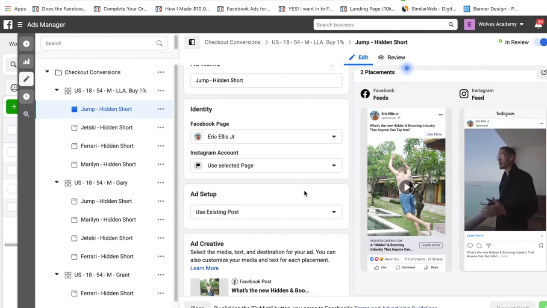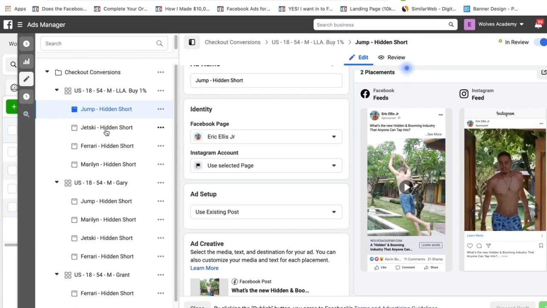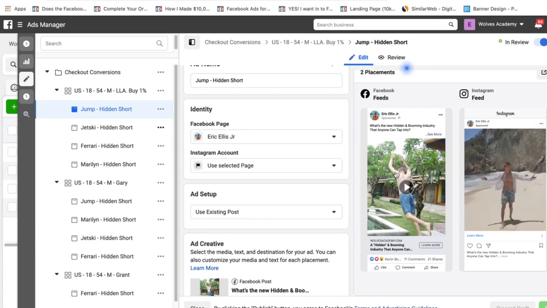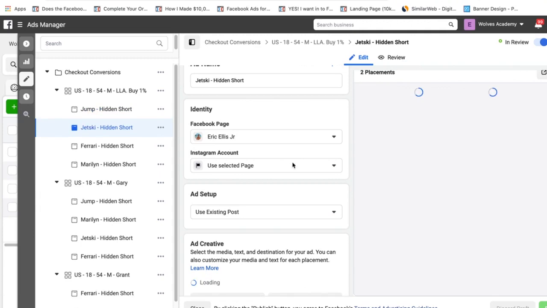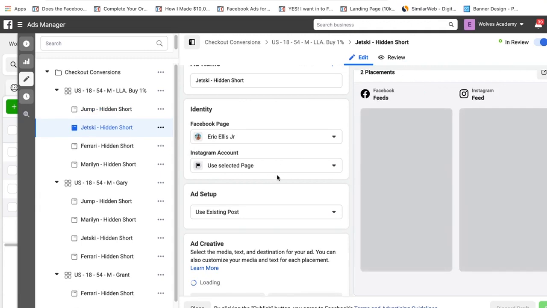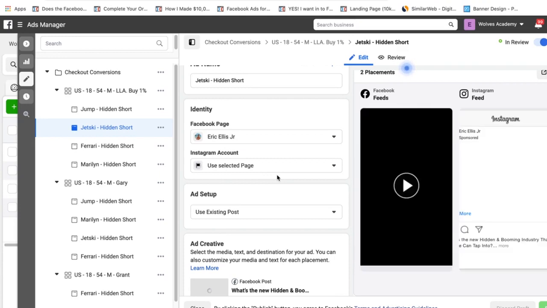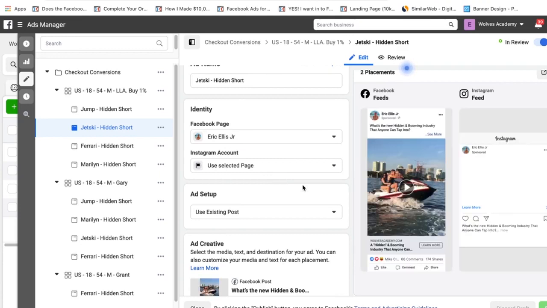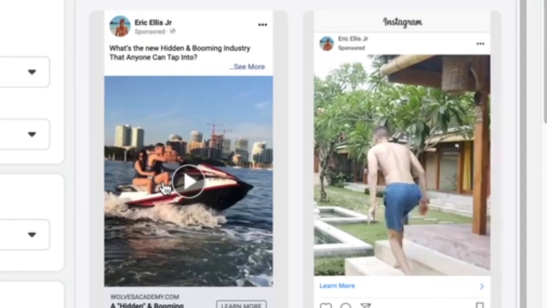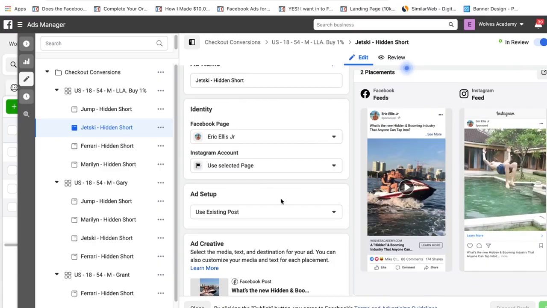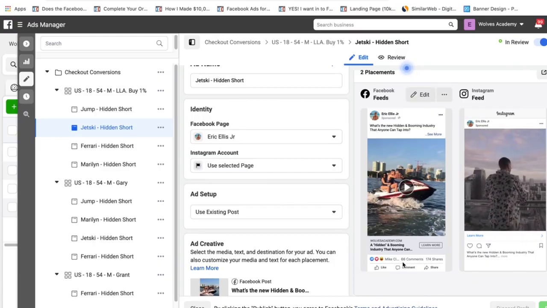And this is a video ad, right? Now, the difference between jump, I don't know if you see the thumbnail here, I'm jumping, right? The difference between the jump and the jet ski is literally just the thumbnail. The video is exactly the same, but the thumbnail is me riding a jet ski. And these are an existing post. The whole point of doing existing posts is for this exact reason.